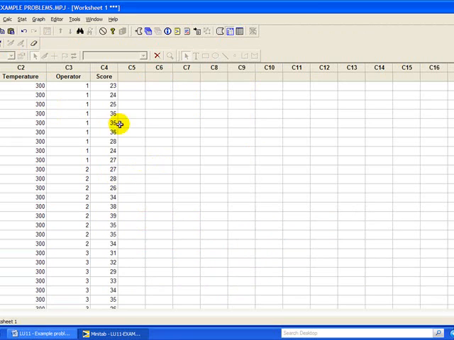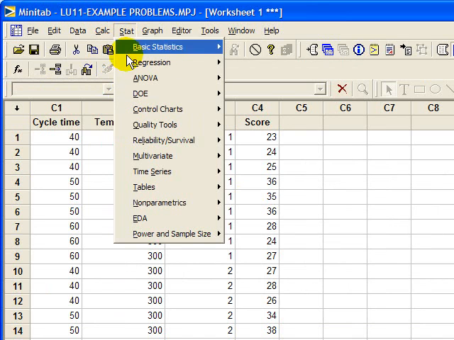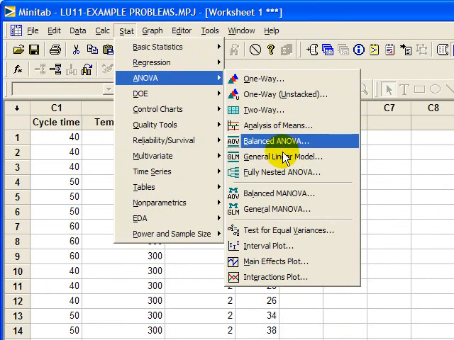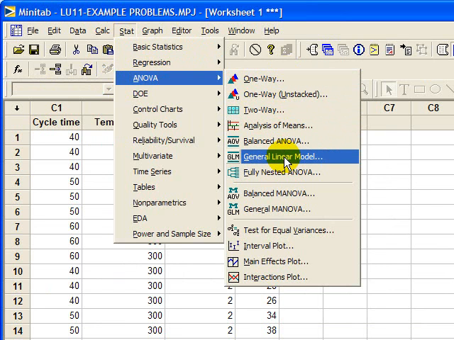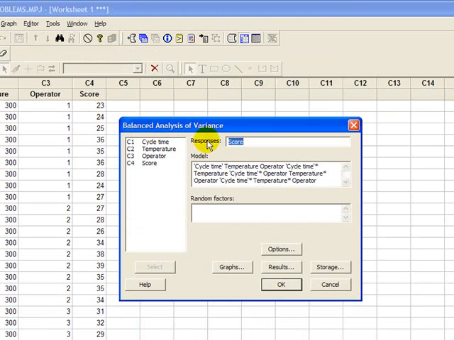Now this time, since this experiment is obviously balanced, we go to Stat, ANOVA, and we can use either balanced ANOVA or general linear model. Either of these two is good because the experiment is balanced. But since many of you are using Minitab 14, I will use balanced ANOVA this time so that you won't have any problem, right? So I selected balanced analysis of variance.